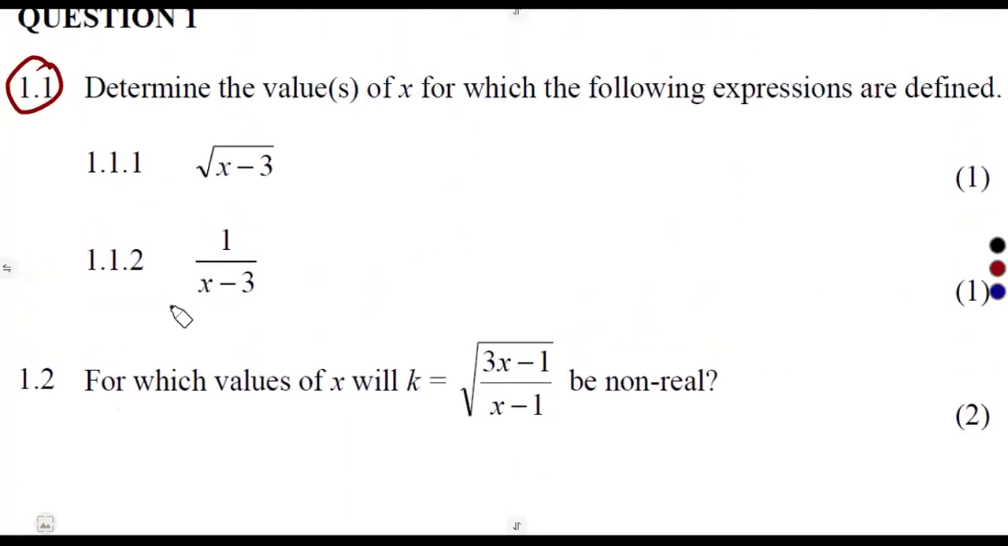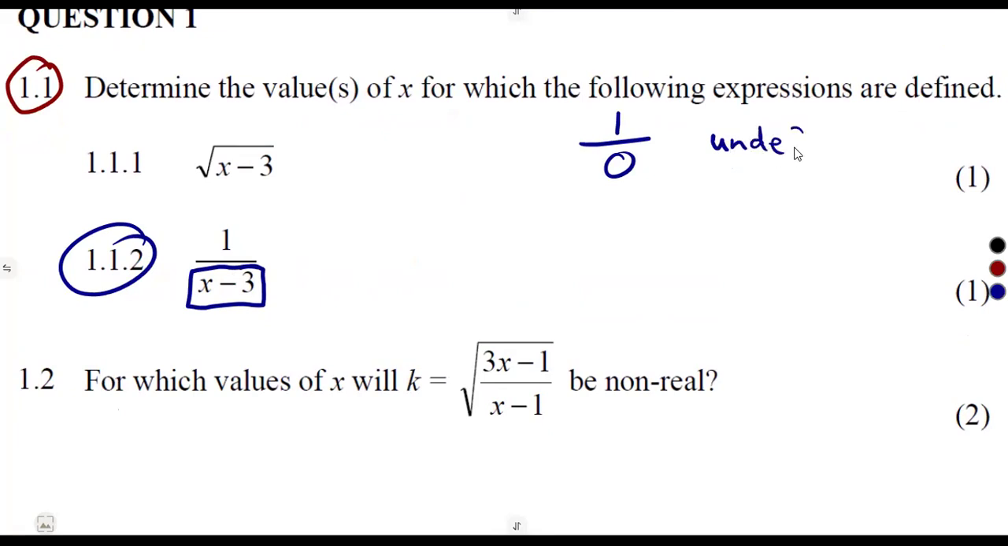All right, we've got 1.12. There is a fraction. So when you're given a fraction, you work with the denominator. Remember, 1 over 0 is undefined. For the denominator to be equal to 0, it will be undefined. So when the denominator is equal to 0, it means it does not work.